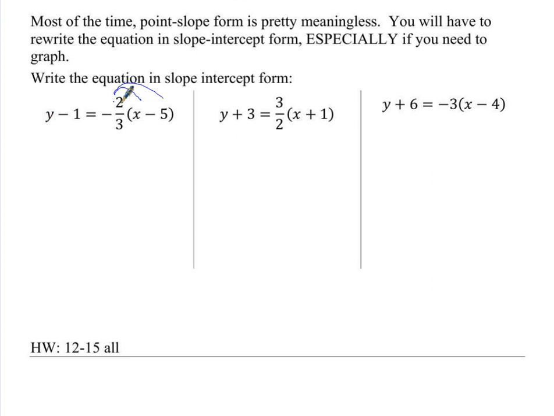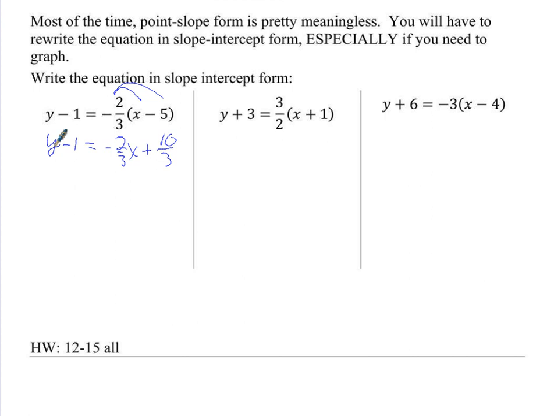So let's do it. First thing we're going to do is distribute. I'll leave the y minus 1 alone for now. I distribute negative 2/3 in, and I get negative 2/3 x plus 10/3. It's positive because a negative times a negative is positive. And then 2 times 5 is 10/3.